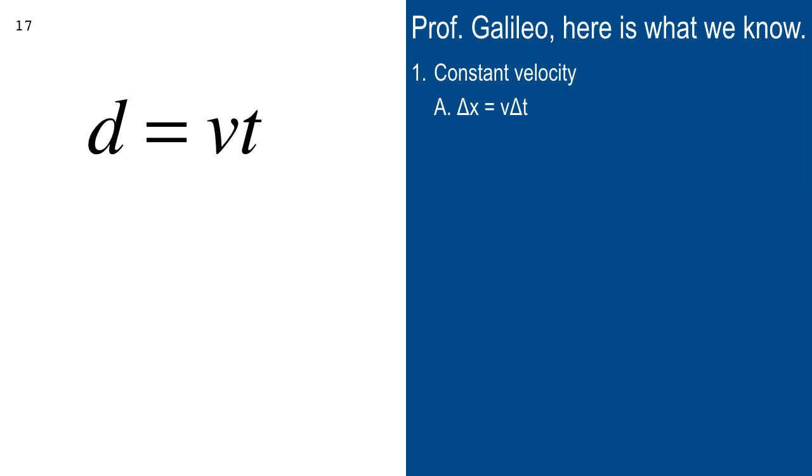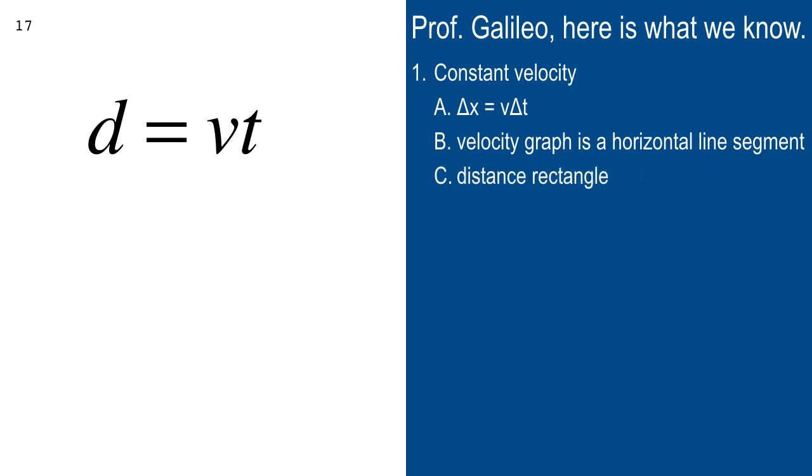And for this one, the velocity graph is a horizontal line segment, and you form a distance rectangle. That's the first polygon that we worked with on Tuesday afternoon. All right, the tortoise's velocity graph, the +1 meter per second velocity graph, where it was just a straight line across for 2.5 seconds. That's a distance rectangle, and that's for constant velocity.